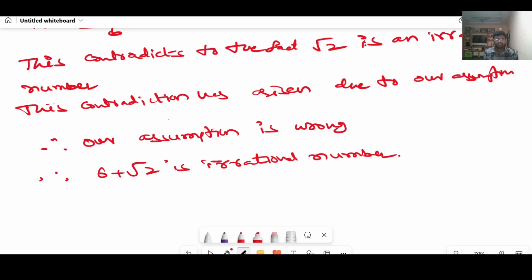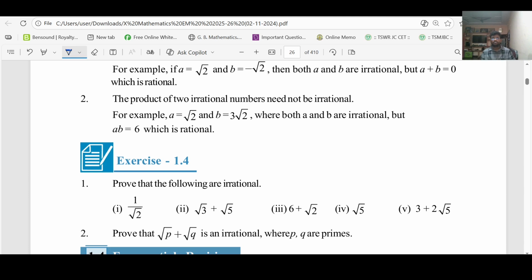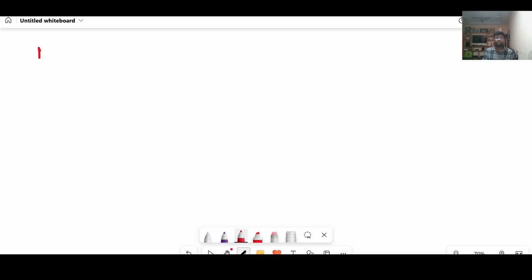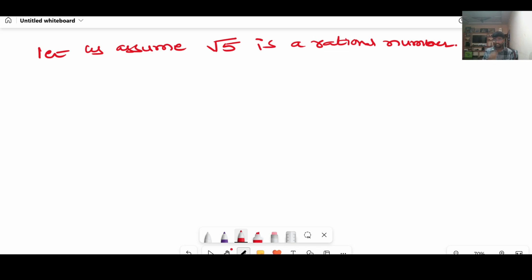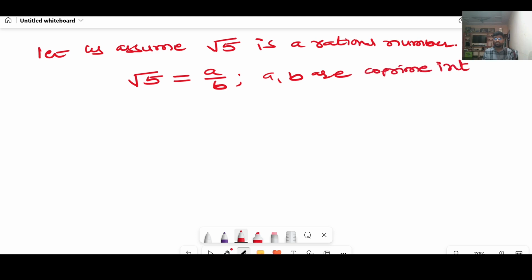Right, next we will go to the next question. What is that next question? We need to prove root 5 is an irrational number, just like root 2. We will discuss that one. Let us assume root 5 is a rational number, right? If it is rational, it can be in the form of a by b, where a, b are co-prime integers and b should not be equal to 0.